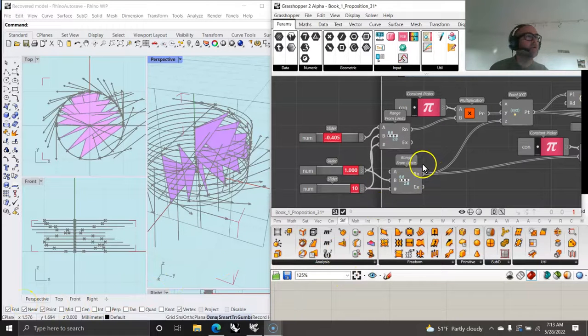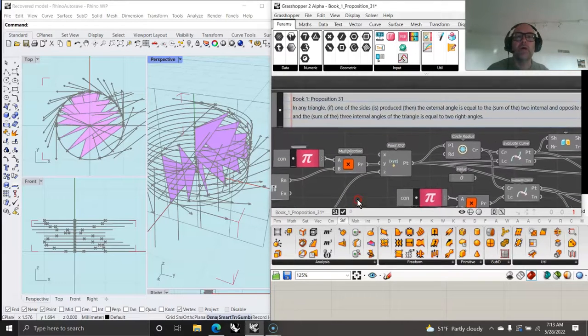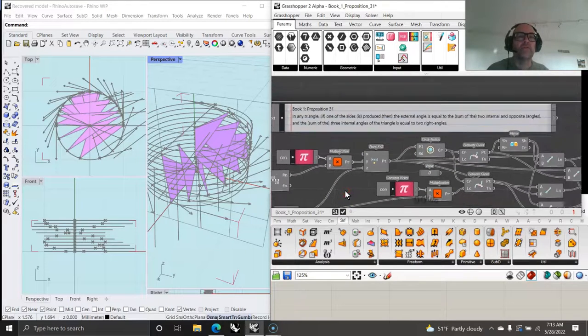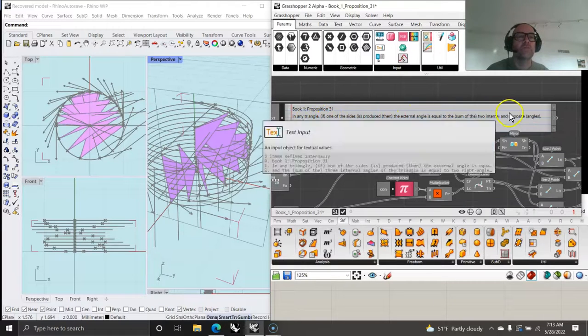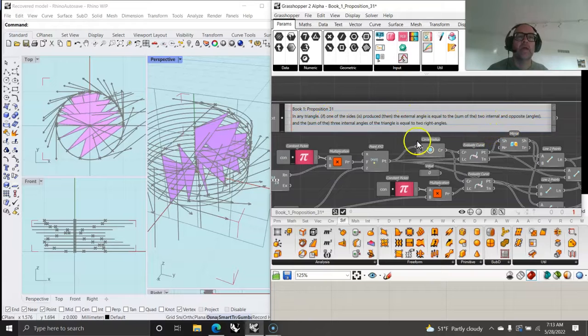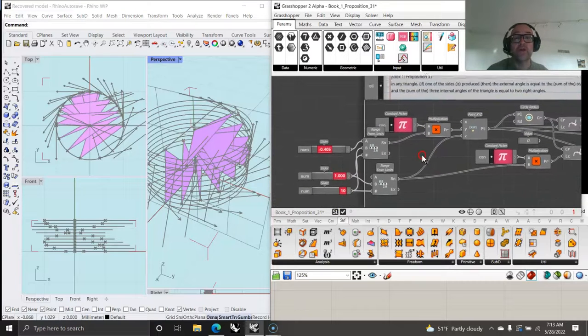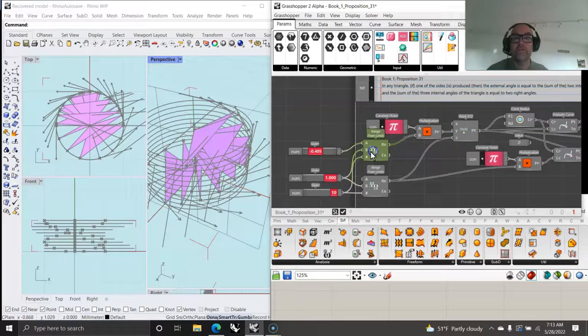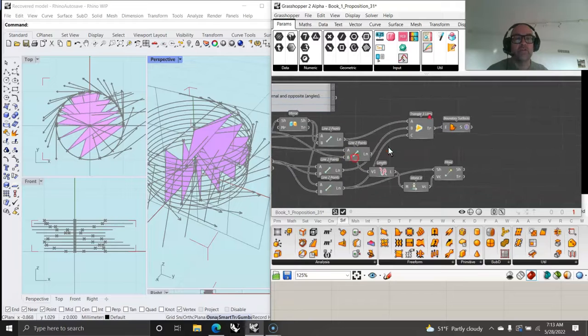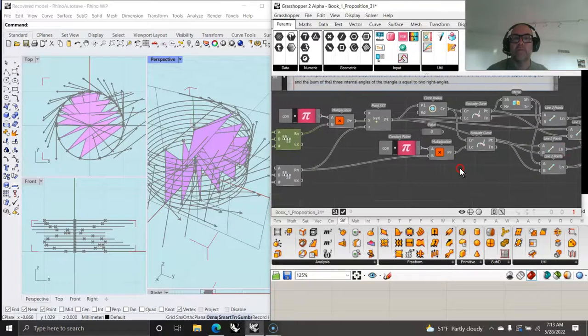Welcome back. We're on Proposition 32, and with a little bit of application and very simple understanding of what's going on, Proposition 31's very simple. It's basically taking a triangle, and if one of the sides is reproduced at an angle, the external angle equals the same as the two internal opposite angles, and basically says that the internal angles of a triangle are equal to two right angles. So applying that with a little bit of ranges and a little bit of playfulness, you can have a little default here.